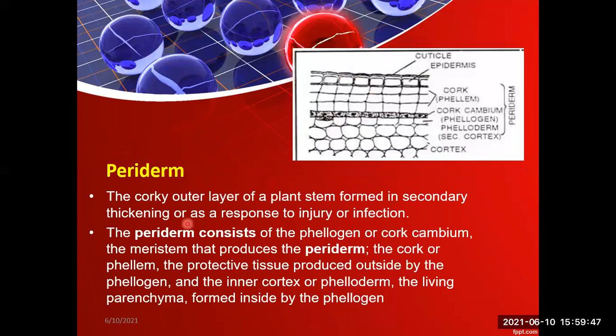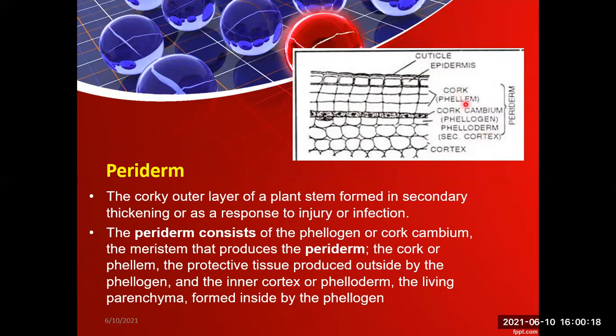Then comes the periderm. This is the corky outer layer of a plant stem, formed for secondary thickening or as a response to injury or infection. In this diagram, you can see this is the cuticle. Below the cuticle, there is an epidermis. Below the epidermis, the periderm is present. The periderm is a complex tissue in which the cork cambium as well as the phelloderm are present.